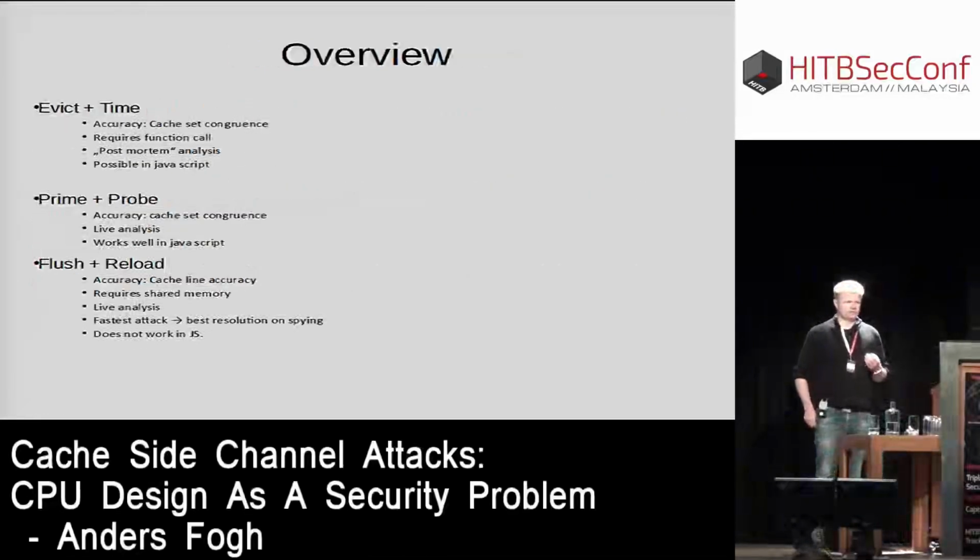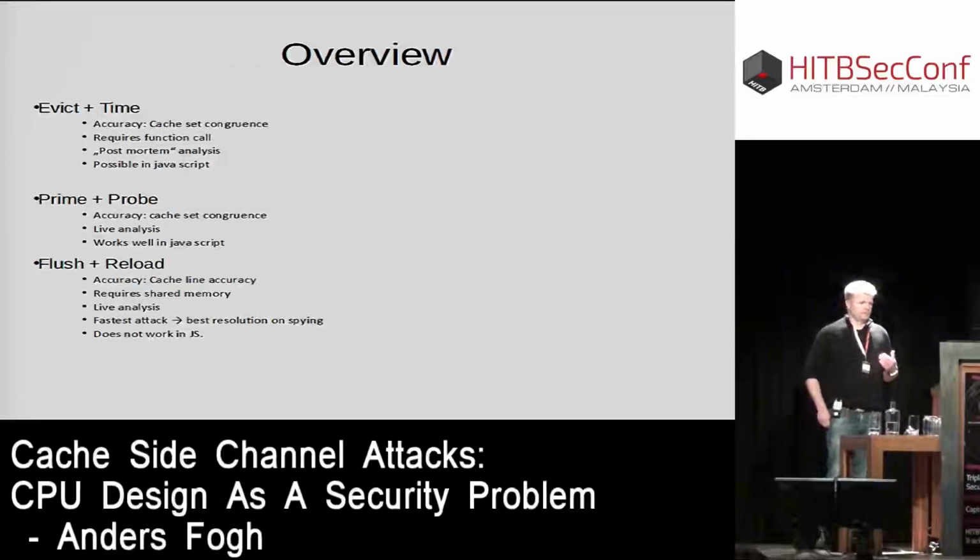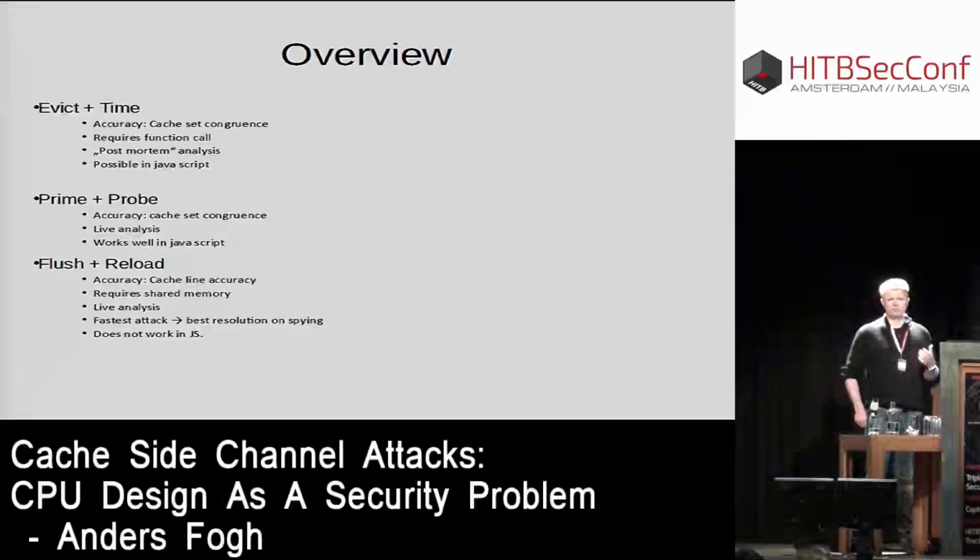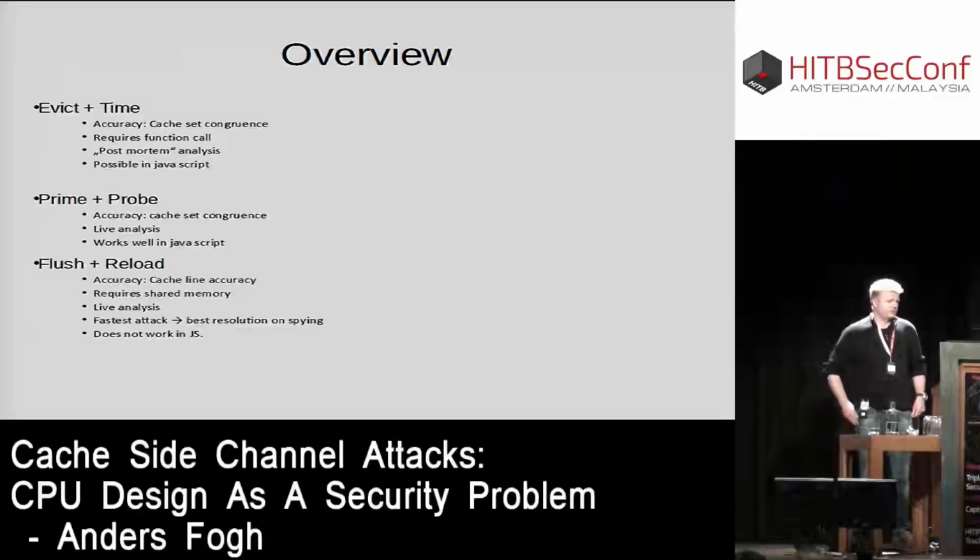So victim time: the accuracy you get is cache set congruence, and we require a function call. This has an advantage. We don't have to synchronize with the client. We know from calling and ending the function when the client is running, when the victim is running. A downside is that this is post-mortem analysis. We only get what actually happened during the function call, not what happens inside of it. We don't get any spatial or temporal resolution out of that.